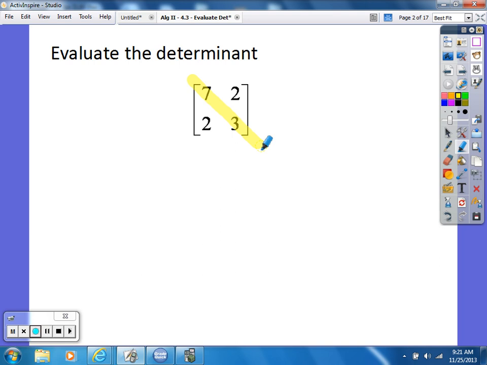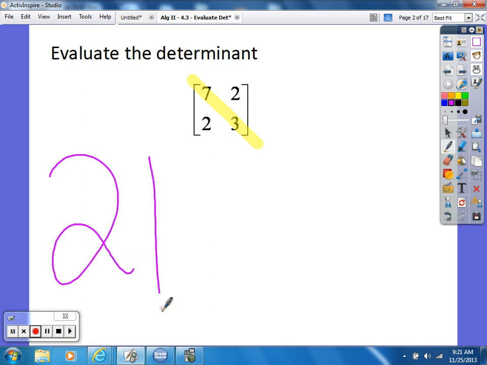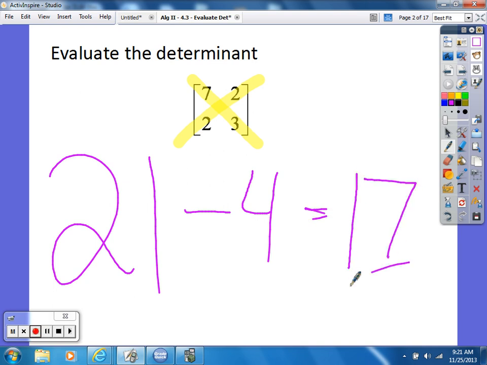Starting at the top left, I make a diagonal to the bottom right, and I multiply those two numbers. 7 times 3 is? Then I subtract the other diagonal. 2 times 2 is? And so my answer for my determinant is 17. Now, what I want you to do is to write yourself a little note. How did you get those numbers? Because if you're looking back, you may not remember where the 21 came from or the 4. Okay, so take a minute, write yourself a note.